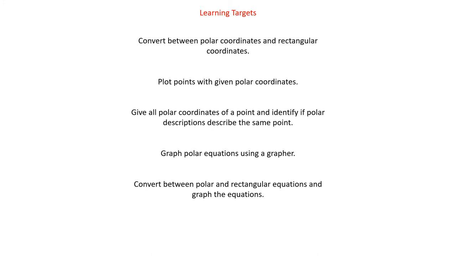Then convert between polar and rectangular equations and graph the equations. So, our polar coordinate system. We still have to describe points using two different pieces. In the rectangular system, we have the horizontal part and the vertical part, and that's how it's graphed. In a polar system, we graph the points r, comma theta, where r is the distance from the center, the origin, the pole, which is generally where you are.